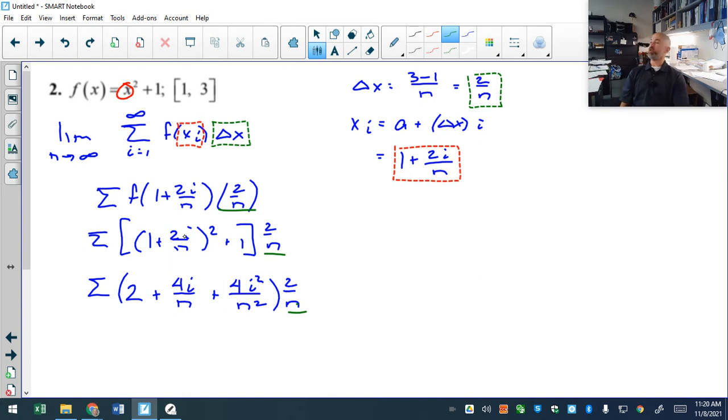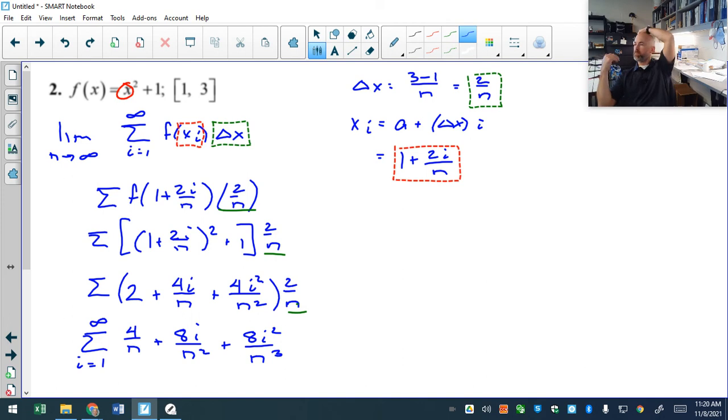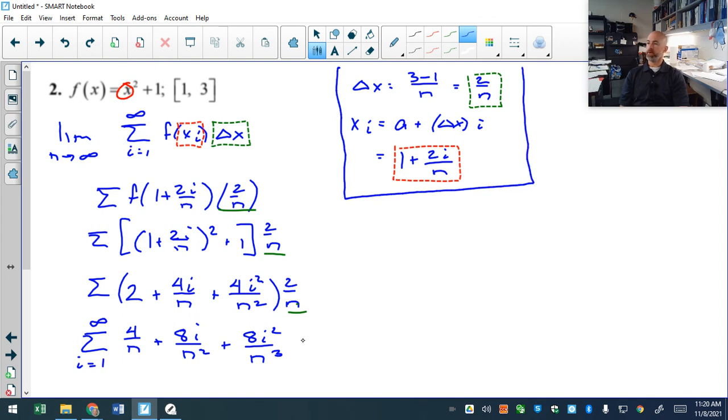Now I'm going to distribute my 2 over n. So I'll have the sum of 2 times 2 over n, which is 4 over n, plus 4i over n times 2 over n is 8i over n squared, plus 8i squared over n cubed. And I haven't been writing this part. I'm having a hard time over here. I equals 1 to infinity. Good? I'm going to separate that stuff out so it's not in the way. I'm going to bring this up here.